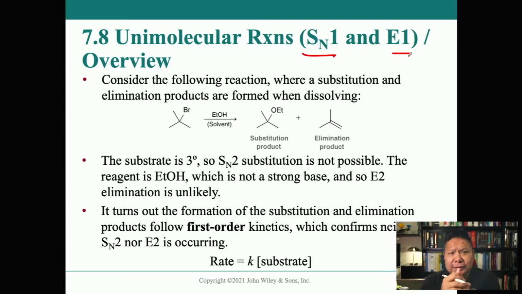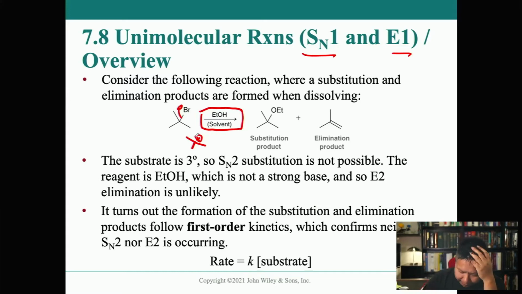So consider the following reaction, where substitution and elimination products are formed when dissolving. And so what that means is that EtOH here is not actually acting like a nucleophile or a base. It's just a solvent. And in a unimolecular reaction, the leaving group is such a good leaving group that in the solvent that it's in, it just leaves, leaving you with a carbocation.